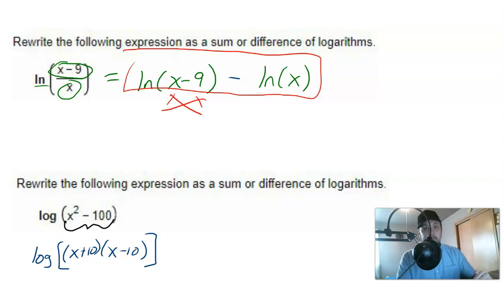So I took the first step on this problem, but why don't you pause the video again and take it from here? See if you can rewrite this logarithm as two separate logarithms, and then resume the video to see if you came up with the right result.